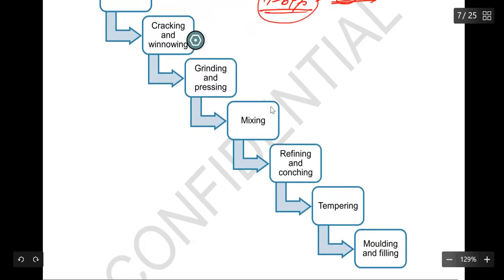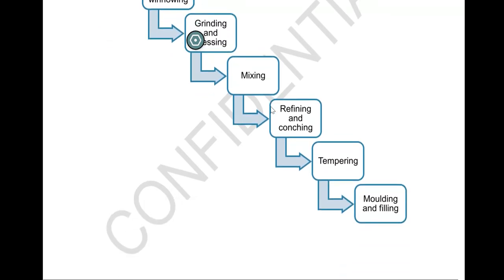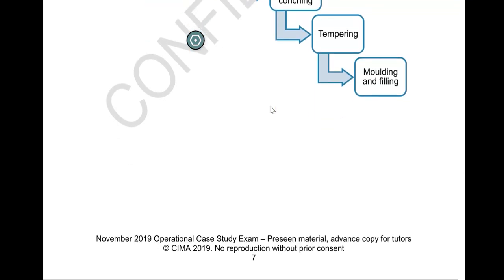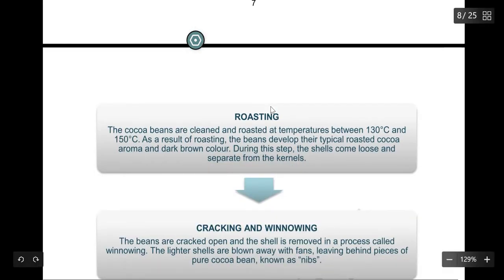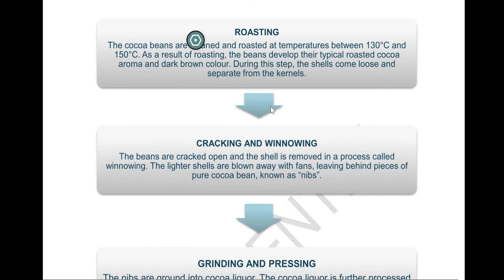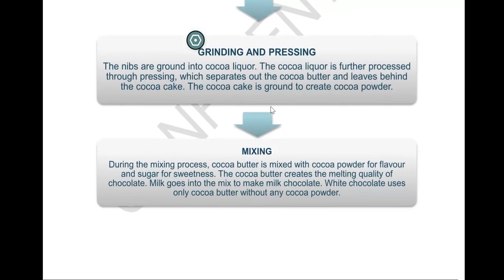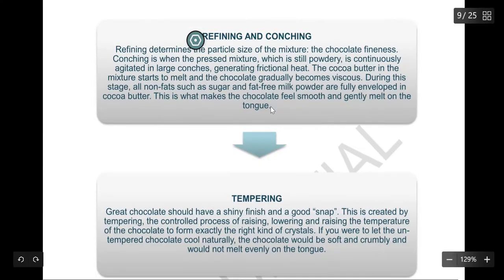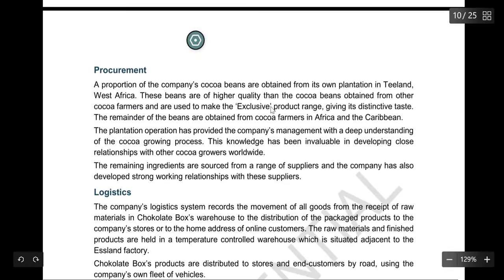Cracking and winnowing, grinding and processing, mixing, refining and conching, tempering, molding and filling. Now, if you look here, they are again giving the roasting conditions, the cracking and winnowing, the grinding process, mixing. So you can go into that in detail. And again, the process is explained.